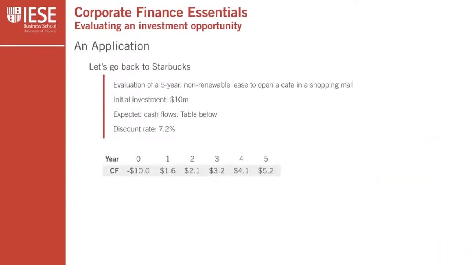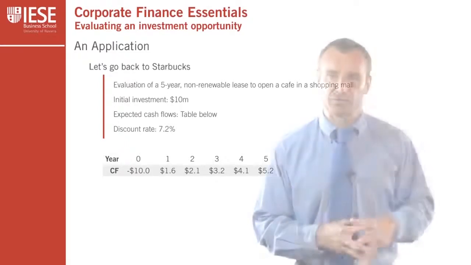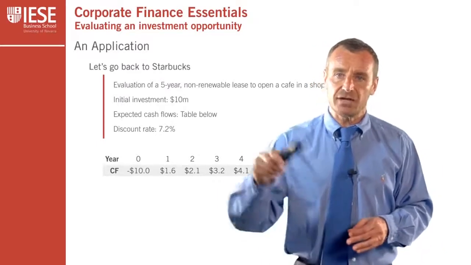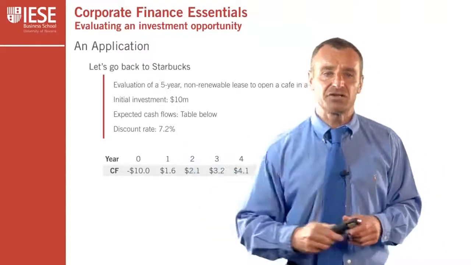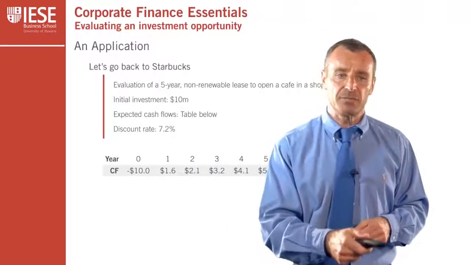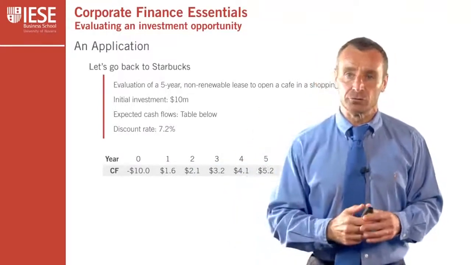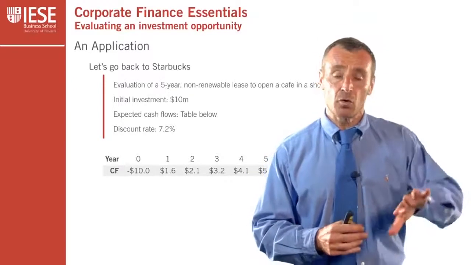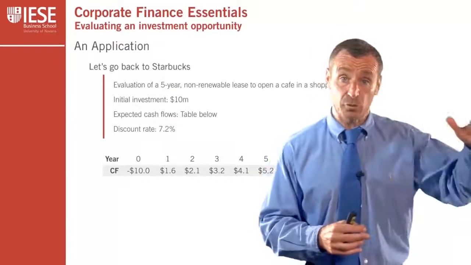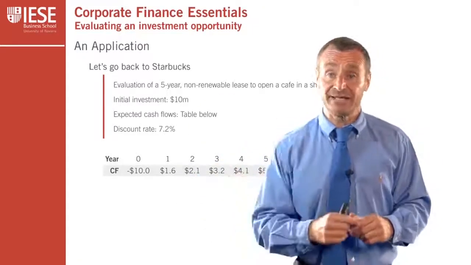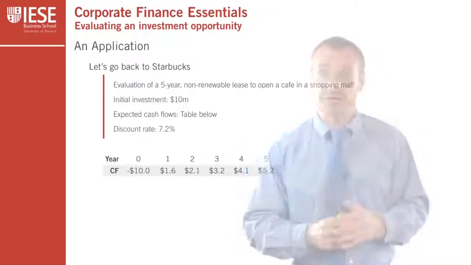So first, let's look at that little table. That little table actually summarizes the cash flows. You need to put down $10 million today, and what you expect 1, 2, 3, 4, and 5 years down the road are 1.6 million, 2.1, 3.2, 4.1, and 5.2 million. So we have the initial investment that we know for sure, and we have the expected, and I underline again, the expected cash flows of this particular coffee shop.